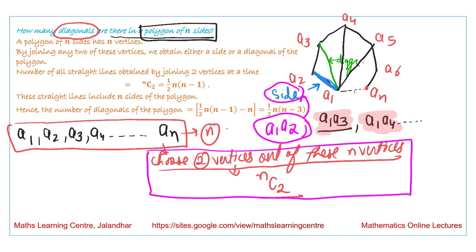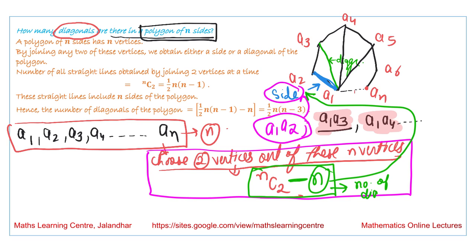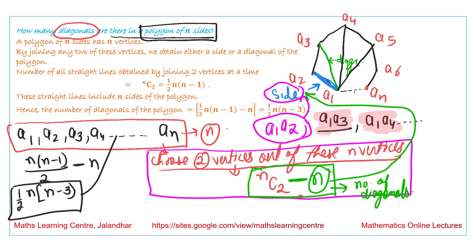Now the number of sides we have is n. N is the number of sides of a polygon. So nC2 minus n will give us the number of diagonals, and the value of this term is n into n minus 1 by 2 minus n. Taking n into 1 by 2 common, it is n minus 3. So these are the number of diagonals in a polygon with n sides.